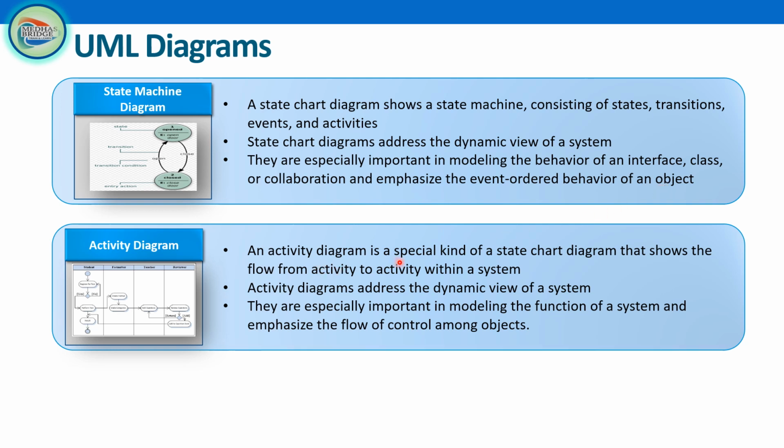An activity diagram is a special kind of state chart diagram that shows the flow from activity to activity within a system. An activity diagram addresses the dynamic view of a system. They are especially important in modeling the function of a system and emphasize the flow of control among objects.